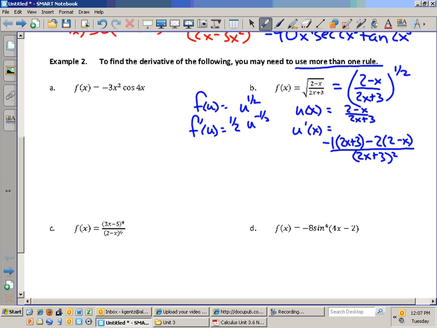So it looks like I should sort out the top here, shouldn't I? The top, it looks like I have a negative 2x, a minus 3, a minus 4, and a plus 2x. Does that look about right on top there? Over 2x plus 3, quantity squared. What happens? The 2x's cancel. I'm left with negative 7 over 2x plus 3, that quantity squared. So that's the derivative of u.